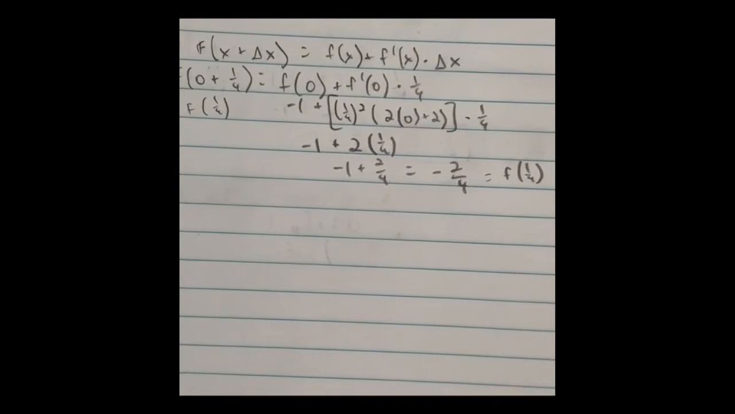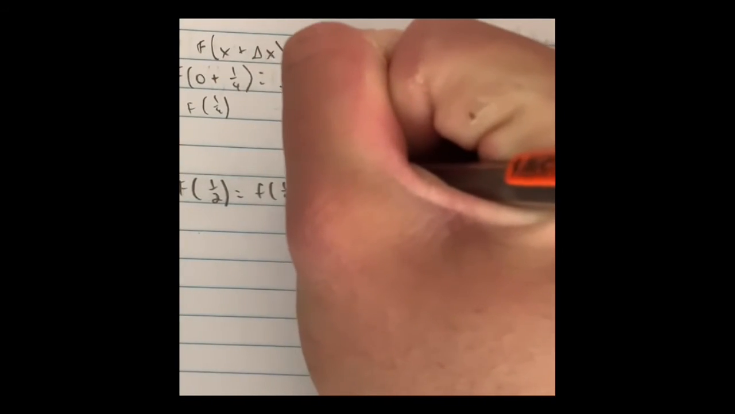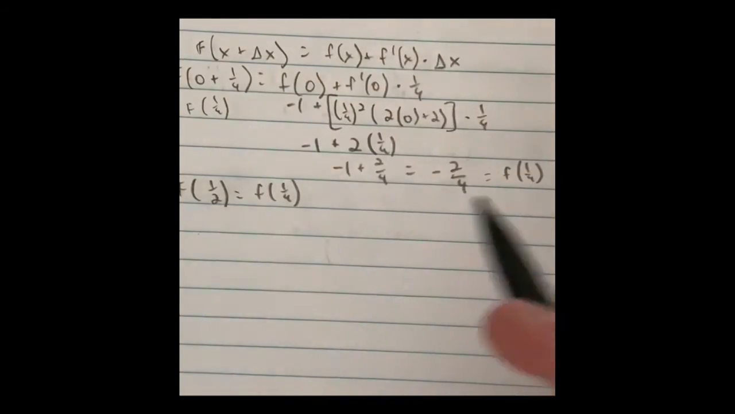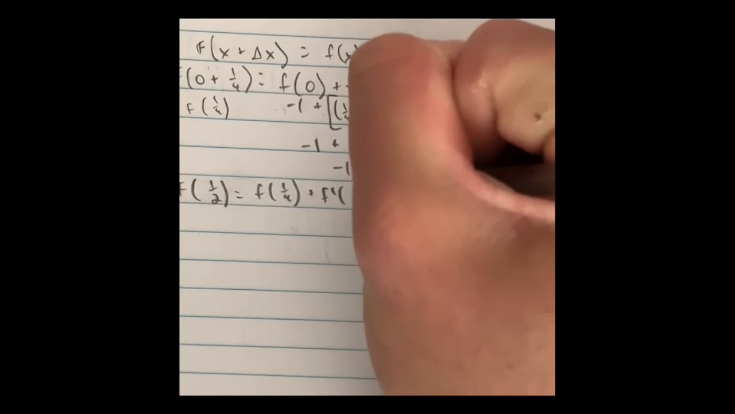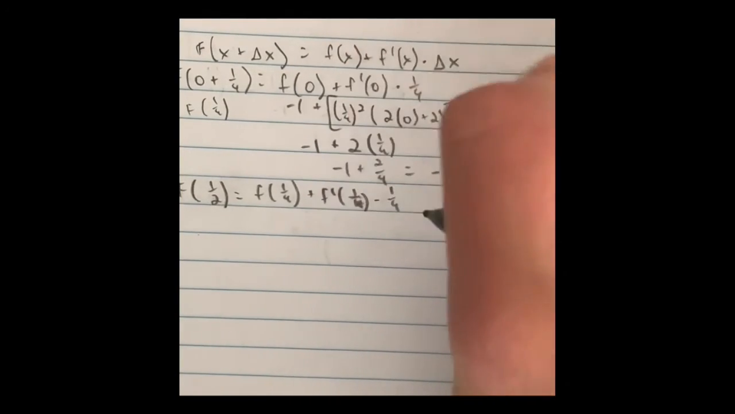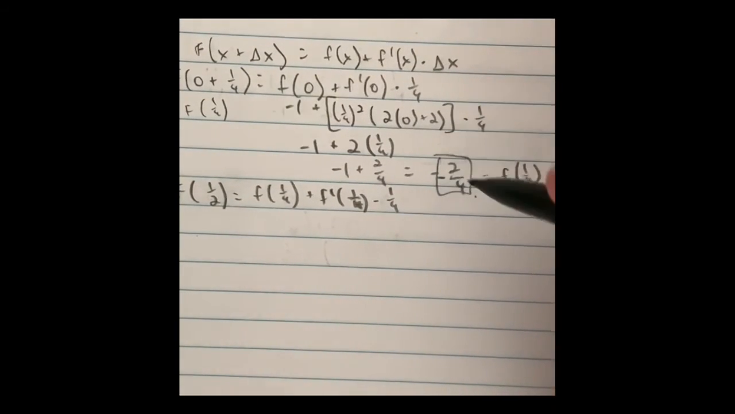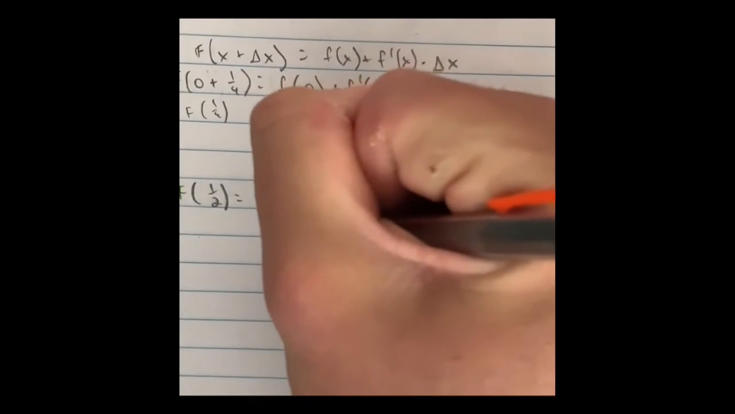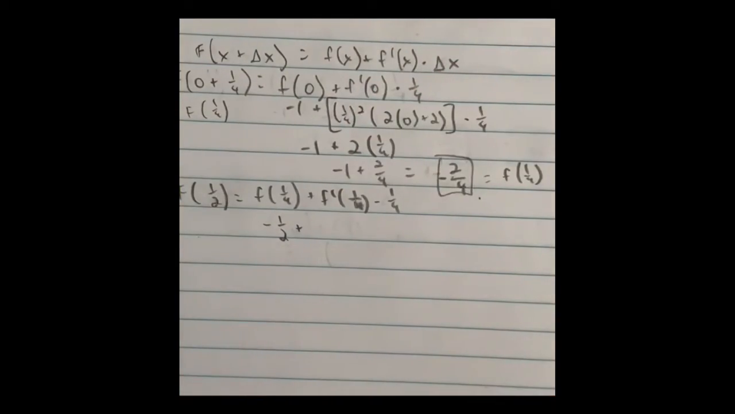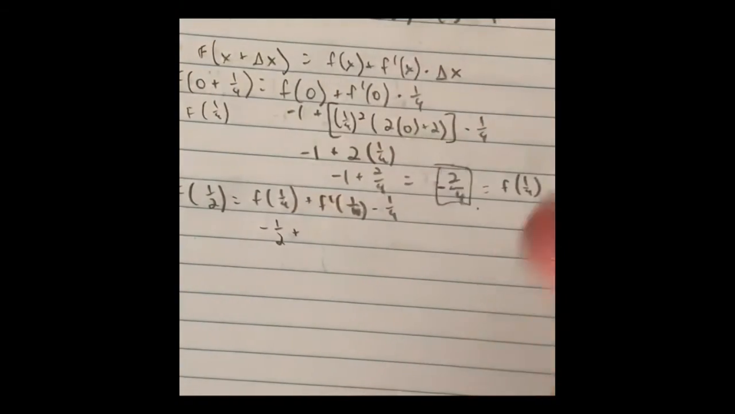So the next thing to do is to solve for f of 1/2. So f of 1/2 equals f of 1/4, because that's what x is at this point, because you solved before. So f of 1/4 plus f prime of 1/4 times 1/4, because the change is still 1/4. And f of 1/4, we solved it right here. It's negative 2/4, or just -1/2. So -1/2 plus f prime of 1/4. You would plug that back into this equation right here. And y, once again, is f of x.